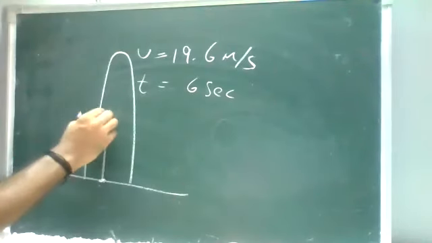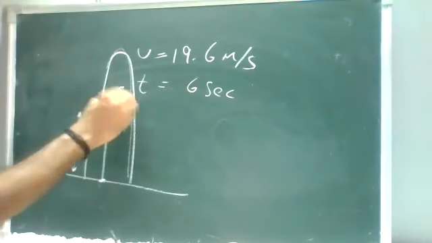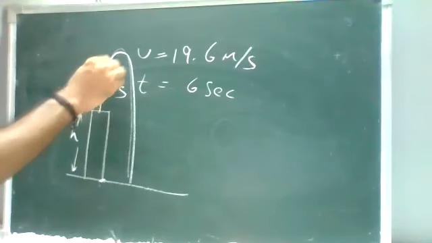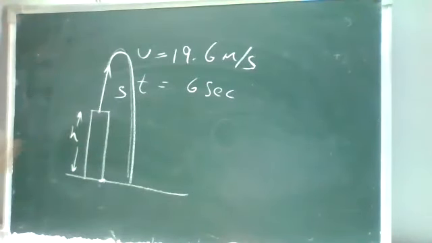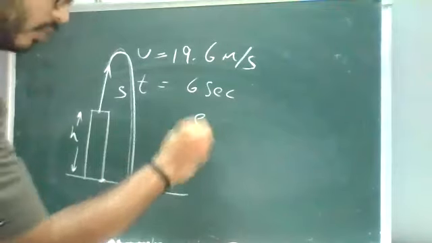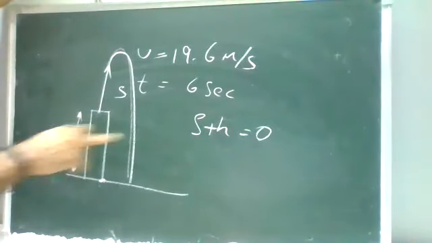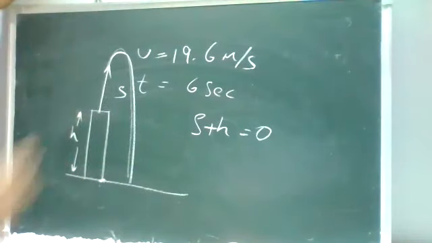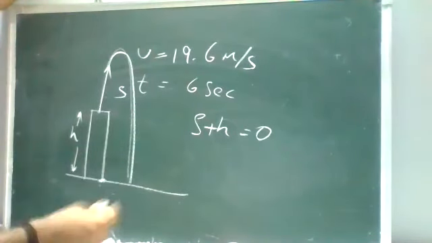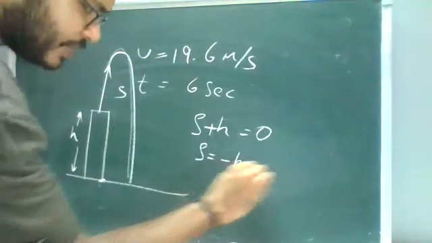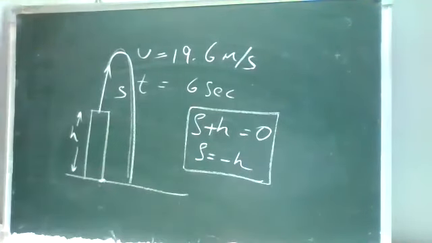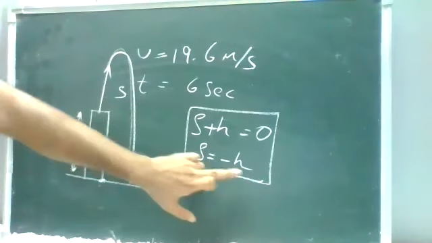That means the total path which it was covering, I'll take as S, and H is the height of the building. We know that the total displacement is equal to 0, so S plus H is equal to 0. When S plus H is equal to 0, the displacement is minus H. We are going to find the height H with this relation.